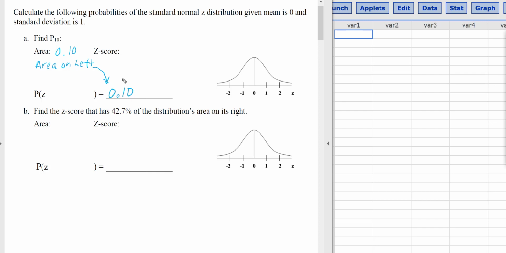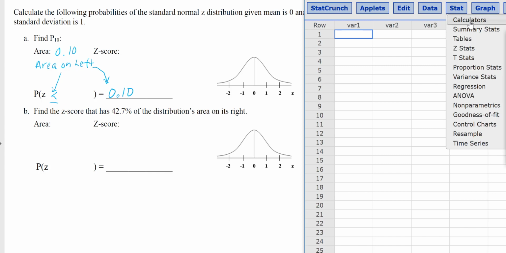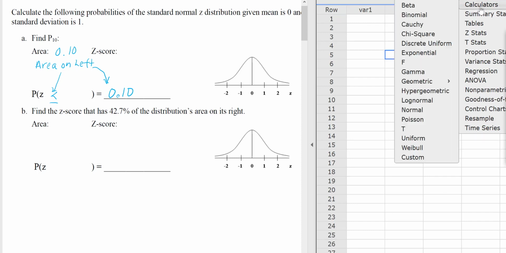That's going to be what's given. And also our inequality, since it's on the left, is going to be less than or equal to. So let's go ahead and pull up StatCrunch to be able to do this. On StatCrunch, you're going to have to hit Stat, then Calculators, and then go to not binomial, but normal. So we've done binomial and we've done custom, and now we're going to focus on the normal probability.